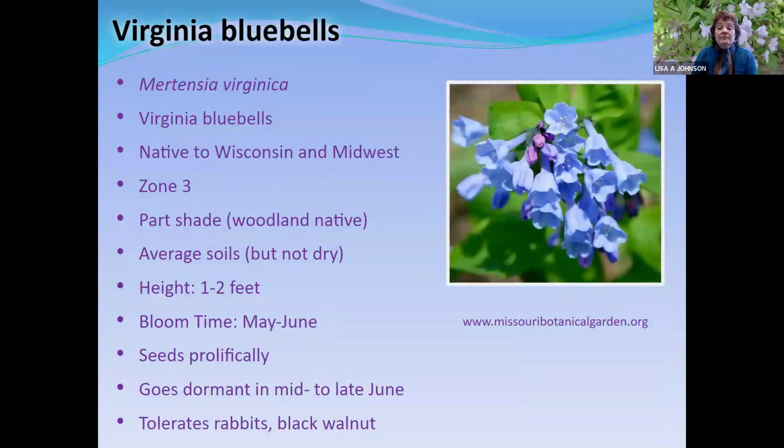Next slide. Virginia bluebells. This, to me, is one of the most iconic plants that says spring in Wisconsin. You pair this with trilliums, and it's just one of the most heavenly combinations there are. So this one is also very hardy. It does go dormant in mid to late June, so be prepared for a hole in your garden. You might want to plant other things within it that start to come out a bit later. And this one does tolerate rabbits, so that's always a good thing.